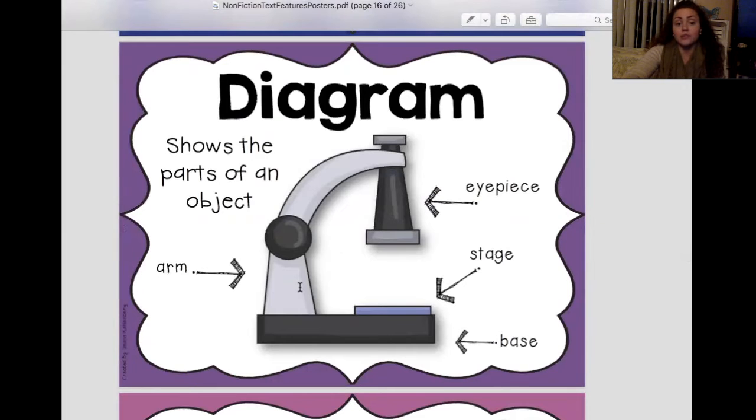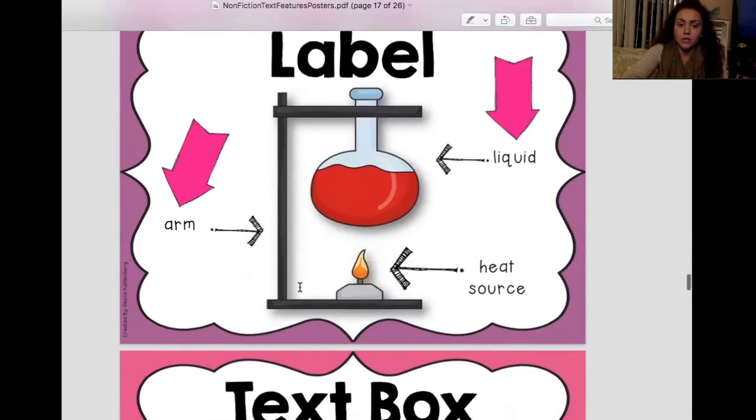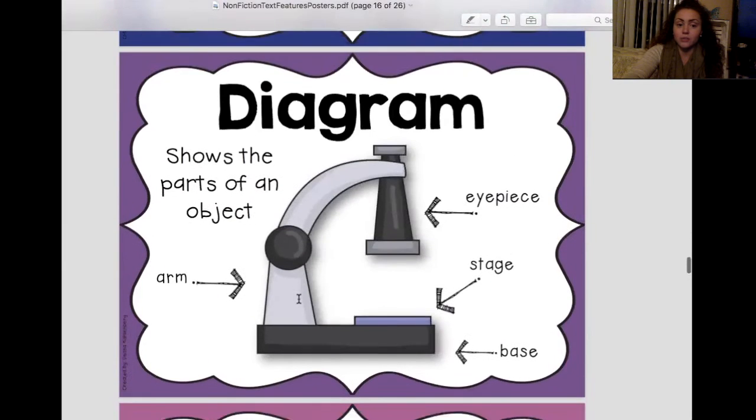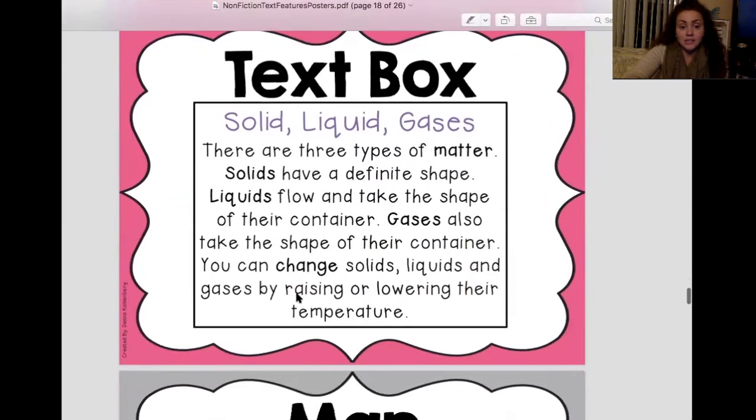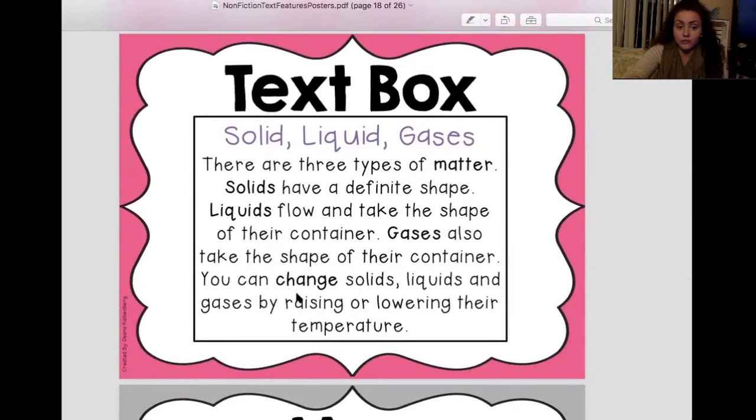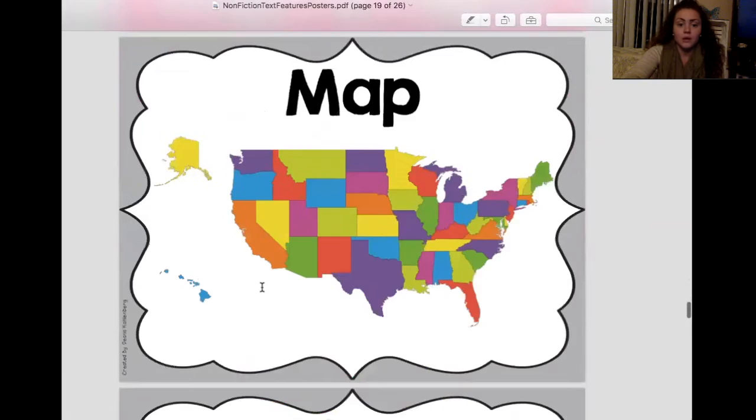Diagrams show a picture and they also give labels. So the diagram includes a picture and the labels, but the labels are just as important so we know what everything is. Text boxes give additional information about the text. They might give you information about something that's not as important or wasn't really included in the text or that couldn't have been included fluidly in a way that made sense in the text.